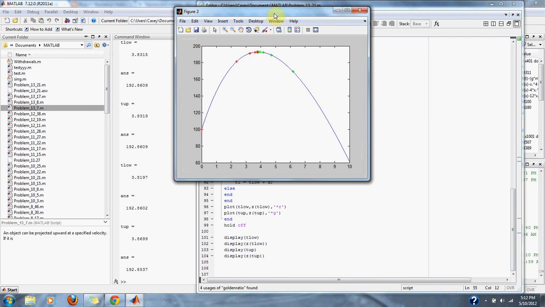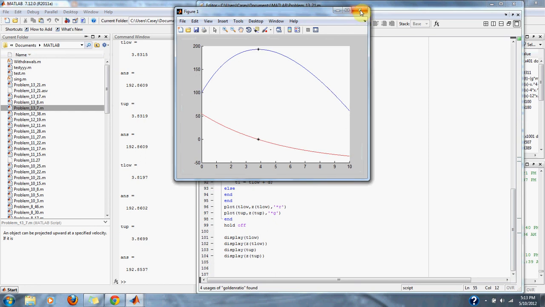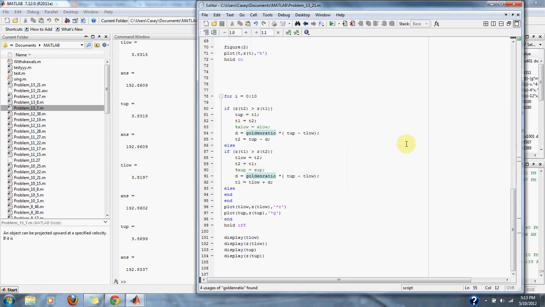Here is the golden section search. Here we have our lower and upper bounds, or our lower and upper guesses, approximating our maximum, which is here at 3.8699 seconds, and it is 192.8537 after 10 iterations. And that is it for problem 13.21.